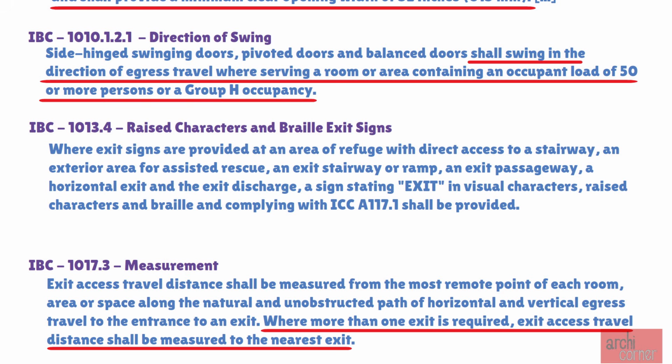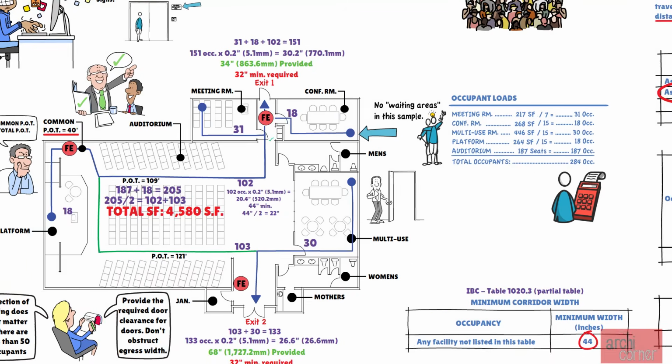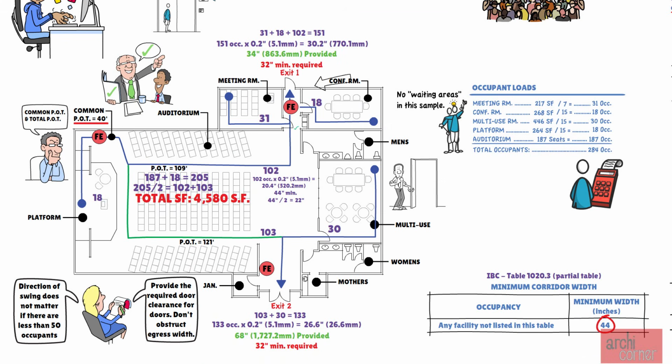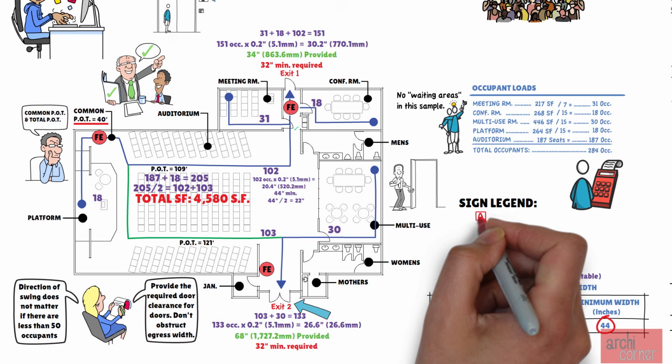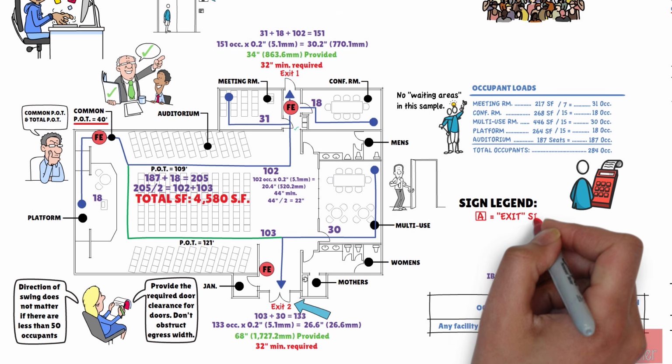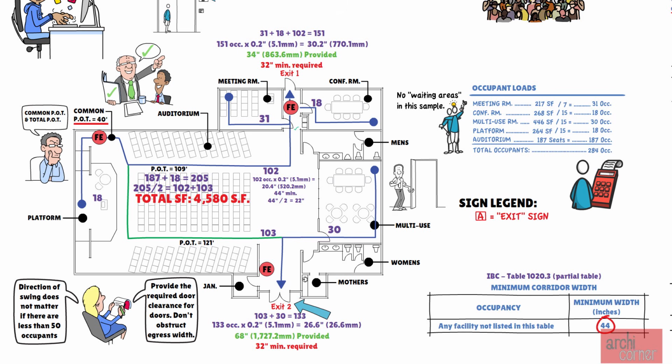In our project, we do not have any of these scenarios except exit discharge. We have 2 main doors that lead directly out, and they must be provided with a sign. Assuming we have a legend showing that sign type A is an exit sign, we place the sign on both exits. On the first door, we place it on the latch side of the door, and on the double door, we place it on the right-hand side, simply because most people are right-handed.